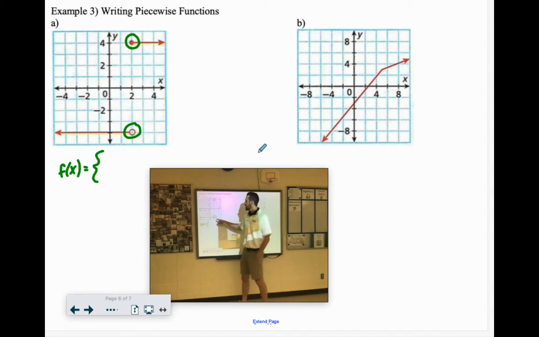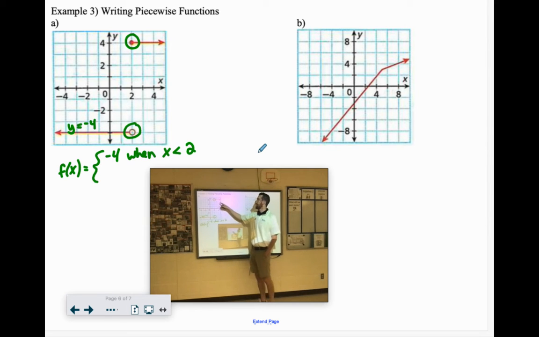The first line is at -4. So this is like y equals -4. And that goes up till 2. So when x is less than 2, y equals -4.